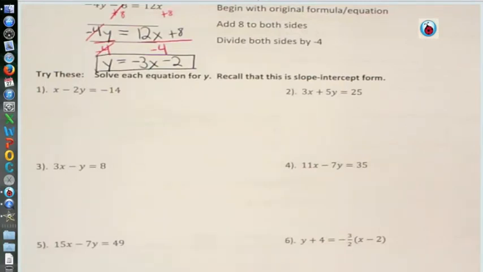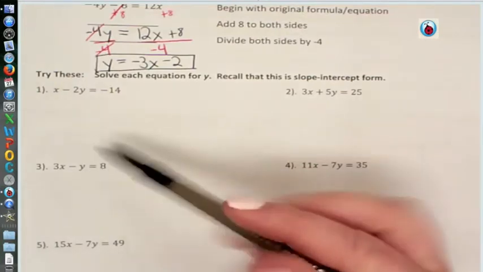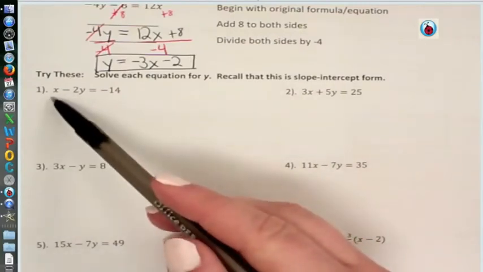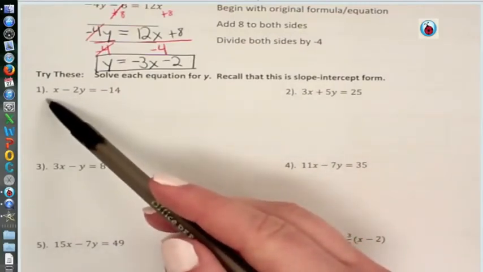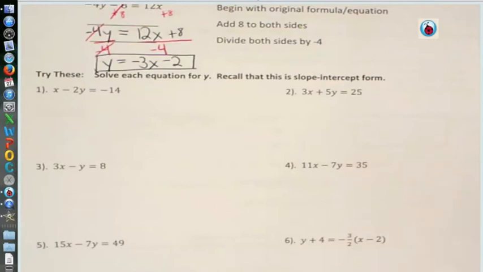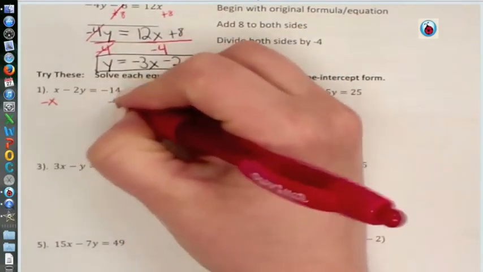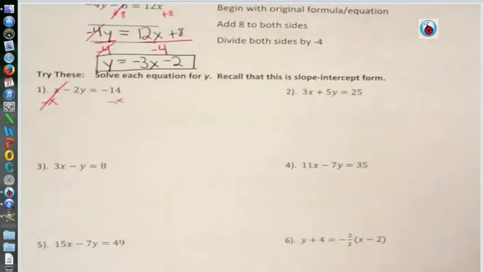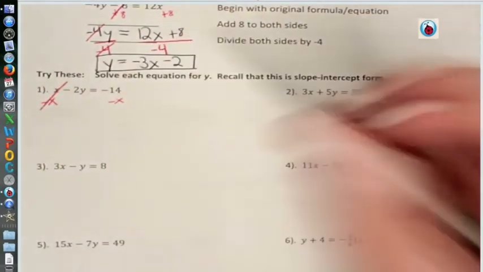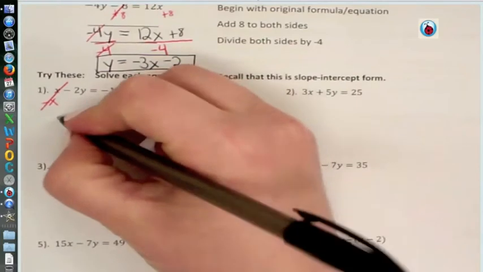by doing a couple of steps. First step is I want to get rid of the x term on the left-hand side. So in this case, I'm going to subtract x from both sides. Minus x, those cancel. On the left side, I'm left over with negative 2y.